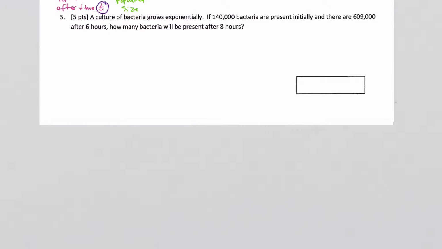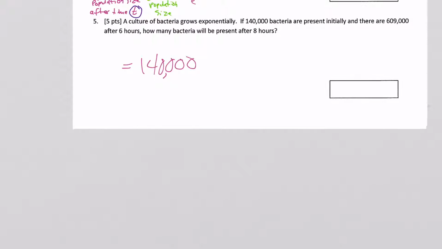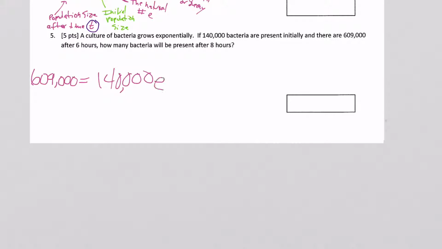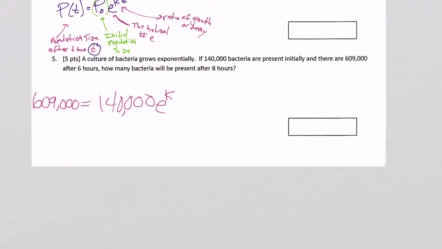All right, so I know 140,000 are present initially, and there are 609,000 present after 6 hours. So how much after 6 hours? 609,000, so that 609,000 goes right there. E to the K, I don't know my rate, but I do know the time is 6 hours. I've filled out my equation.